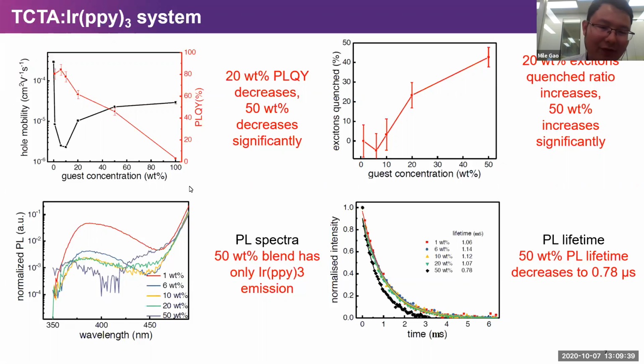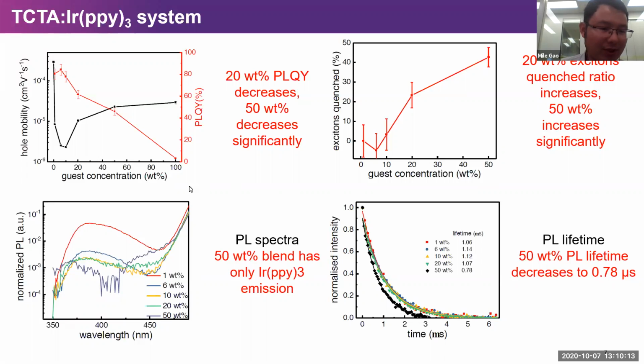We can also see from the fraction of exciton quenched that from 1 to 10 weight %, there's no luminescence quenching within the range of error. But from 20%, the ratio of excitons quenched increases a lot. It reached more than 20%. And for 50% stopping ratio, more than 40% of excitons are quenched due to intermolecular interactions.